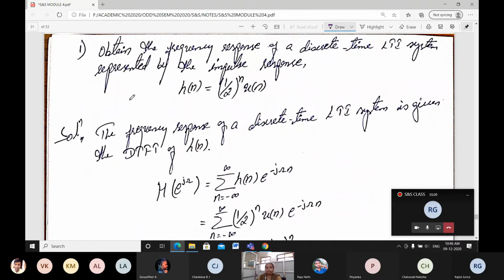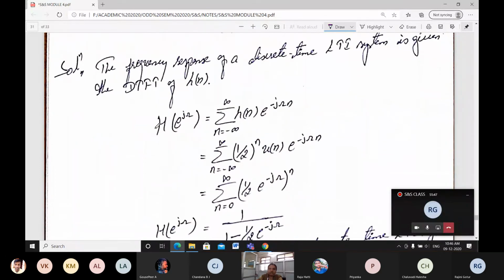Then the next type of problem is: obtain the frequency response of the discrete LTI system represented by the impulse response h of n equals 1 by 2 power n u of n. The frequency response of a discrete time LTI system is given by the DTFT of h of n, which is going to be H of e raised to j omega equals summation, the basic equation only, instead of x here it is h, that's it.